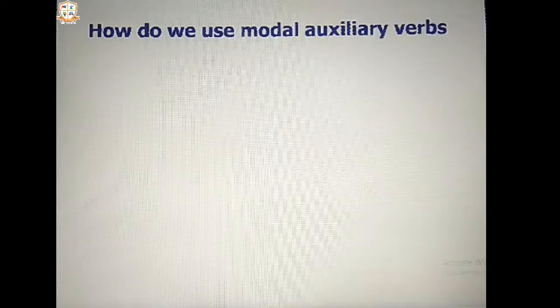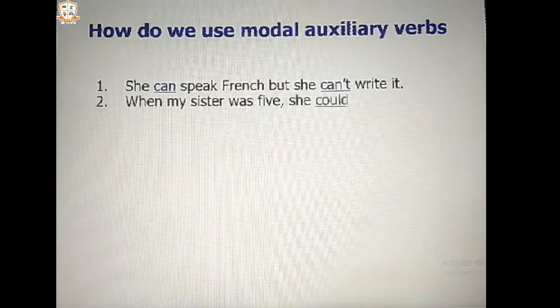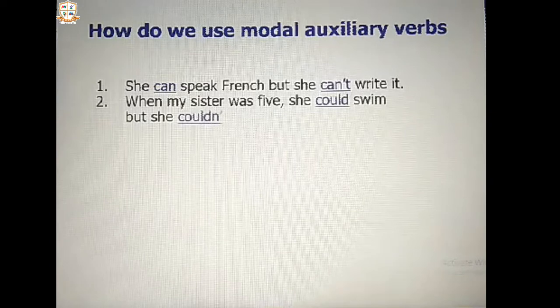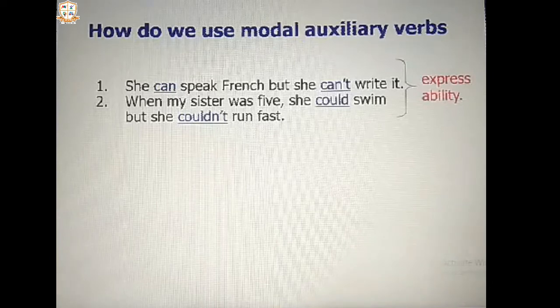Number 1. She can speak French but she cannot write it. Number 2. When my sister was 5, she could swim but she couldn't run fast. In these sentences, the modals can, can't, could, couldn't are used to express ability.